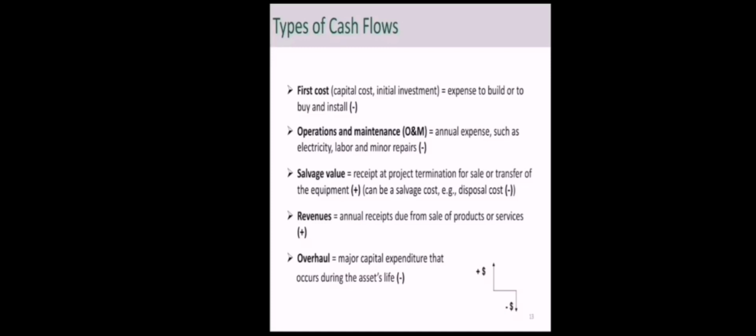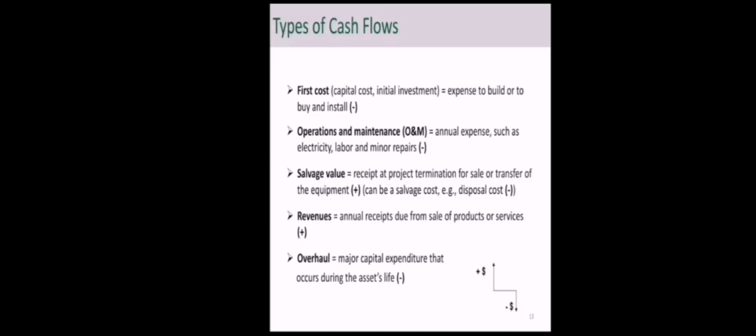The next one is the operations and maintenance or O&M. It is the annual expense such as electricity, labor, and minor repairs. So, na-label din siya as negative kasi nga meron kang expenses or maglalabas ka ng pera dito sa maintenance. So, for example, meron kang machine. So, gagastos ka para dun sa maintenance every year or annually.